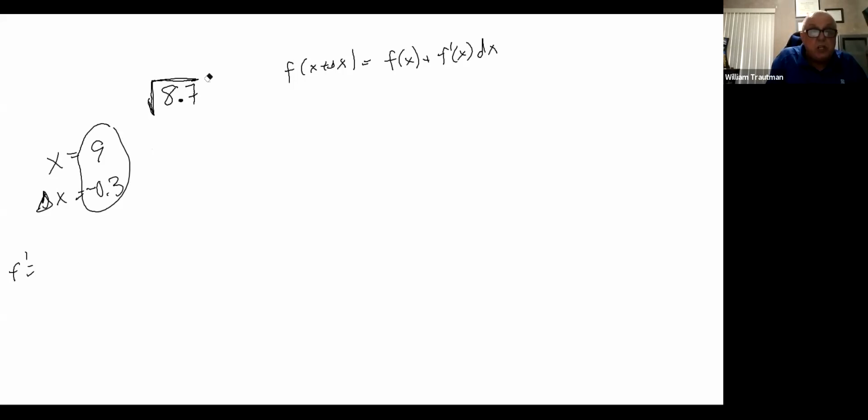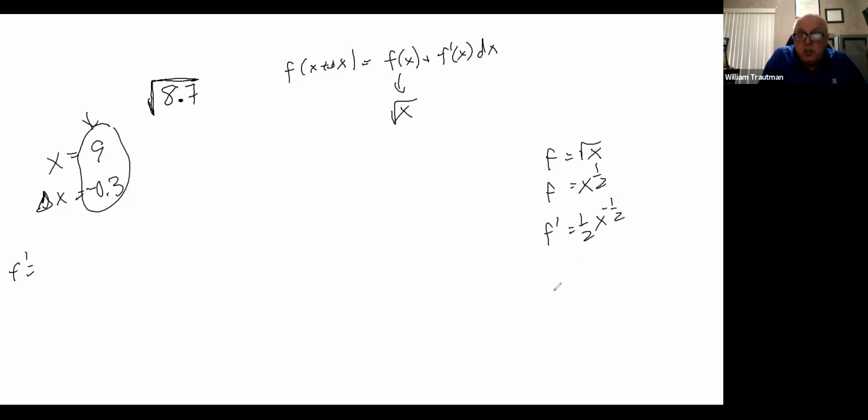Okay, so now I have to plug everything in. My function is going to be the square root of x, starting off with the square root of 9. If my function is the square root of x, another way of writing the square root of x is x to the 1/2. To find the derivative of this, you bring the 1/2 in front and subtract 1. Another way of writing this derivative is 1 over 2 square root of x.